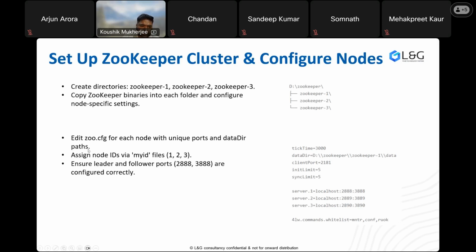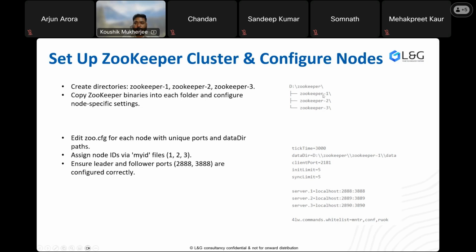Then we update the zoo config for each node, 1, 2, and 3, with the port. We actually have three different ports: first one 2181, then 2182, then 2183. So each one has different ports and different IDs. You need to put the IDs for each and every Zookeeper.